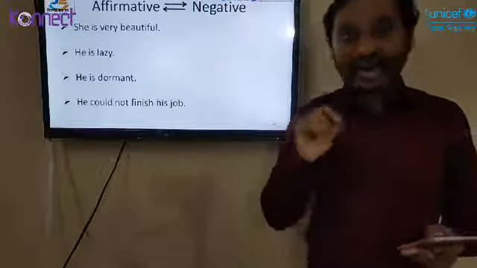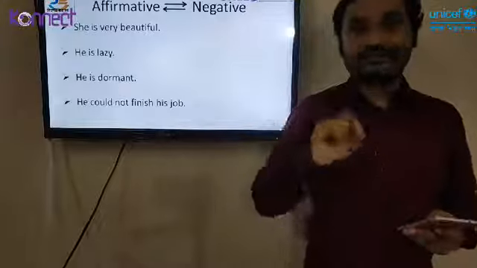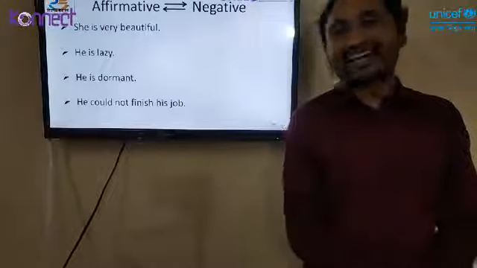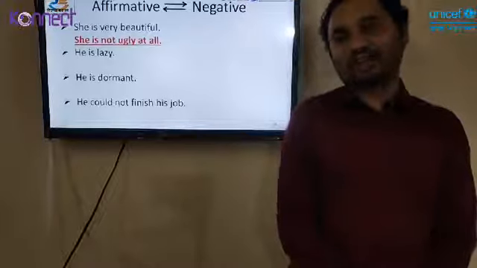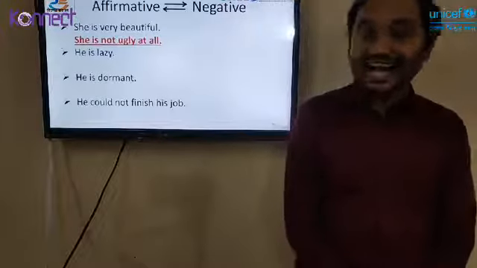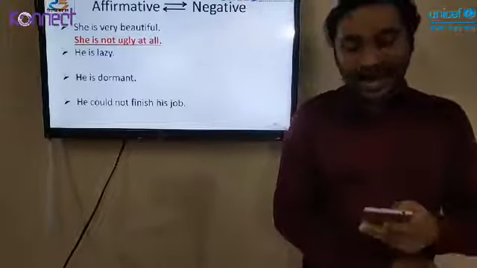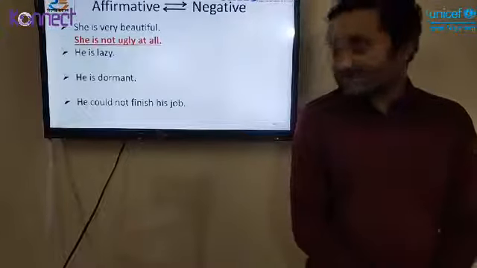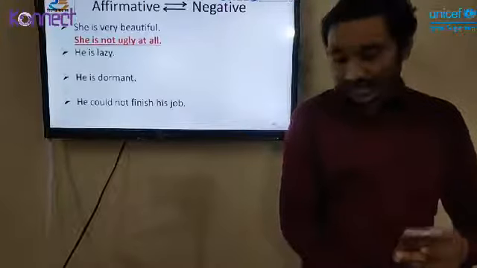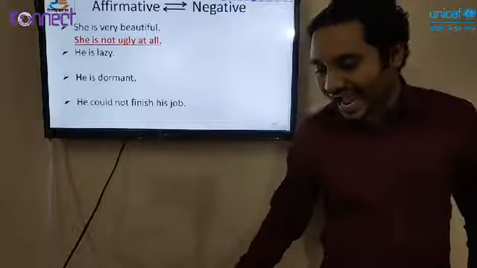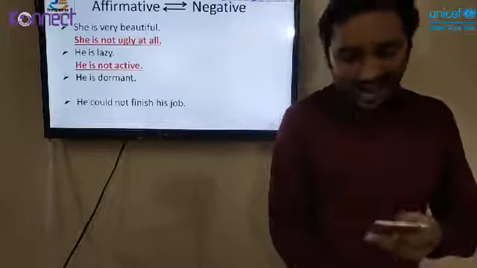The antonym of the word very is at all. So the answer will be she is not ugly at all. She is not ugly at all. Very থাকলে আমরা at all কথাটা বসাবো। Then the second one, he is lazy, and most of you did the correct answer. The answer is he is not active. He is not active.